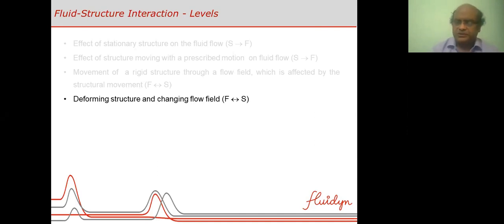So here also the fluid flow around the structure may deform it due to pressure forces or shear forces, and then this deformation of the structure may in effect change the volume of the fluid domain. So it is a two-way coupling problem.